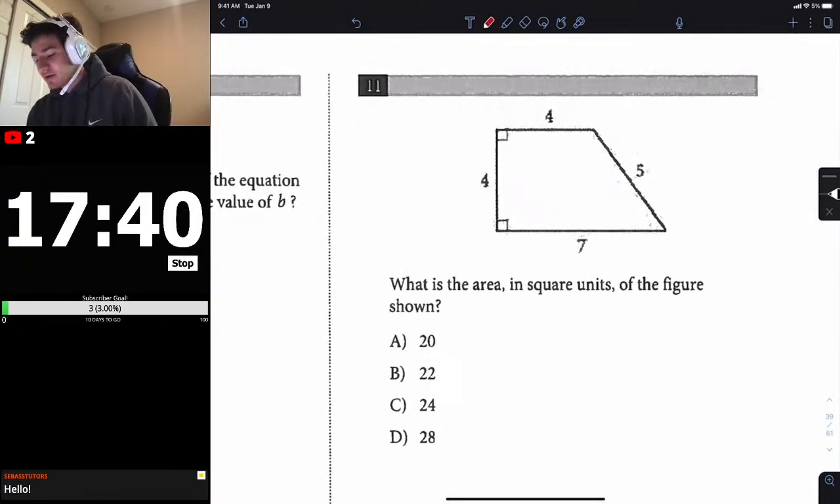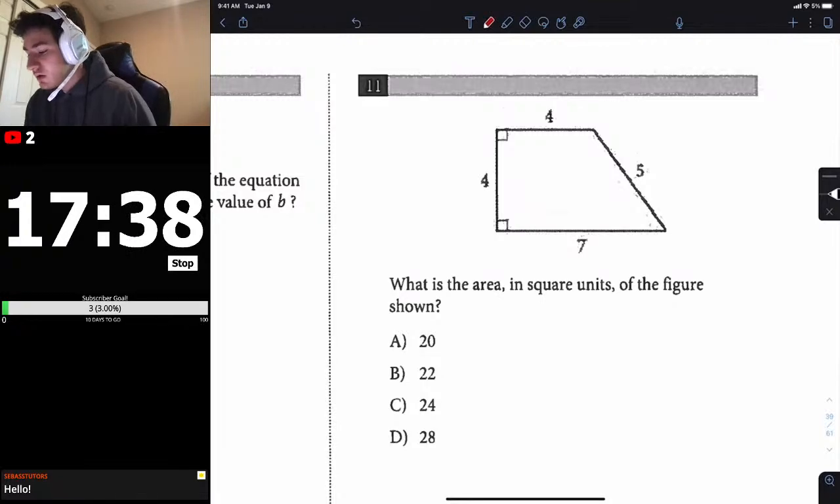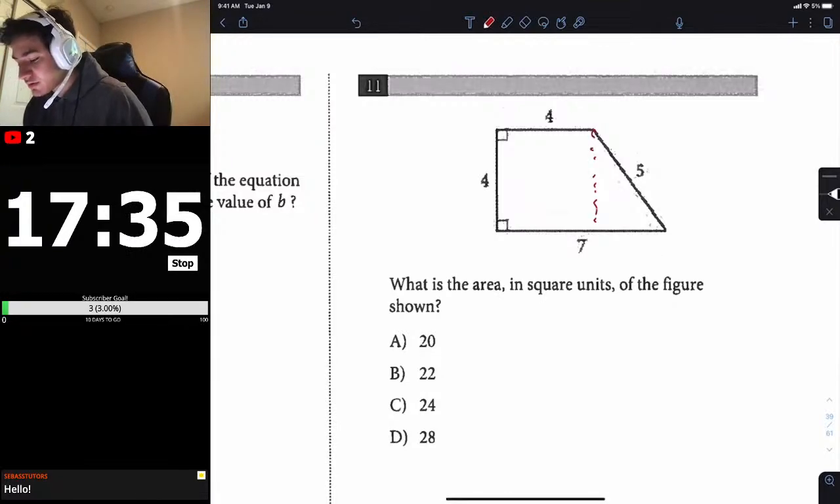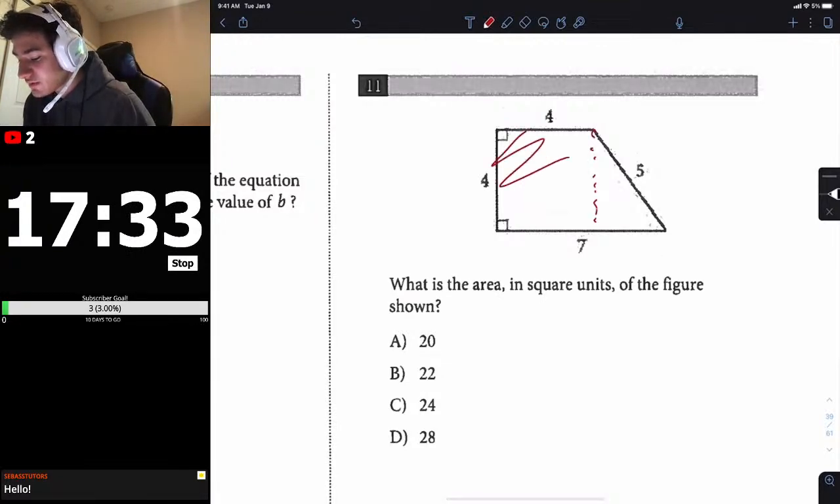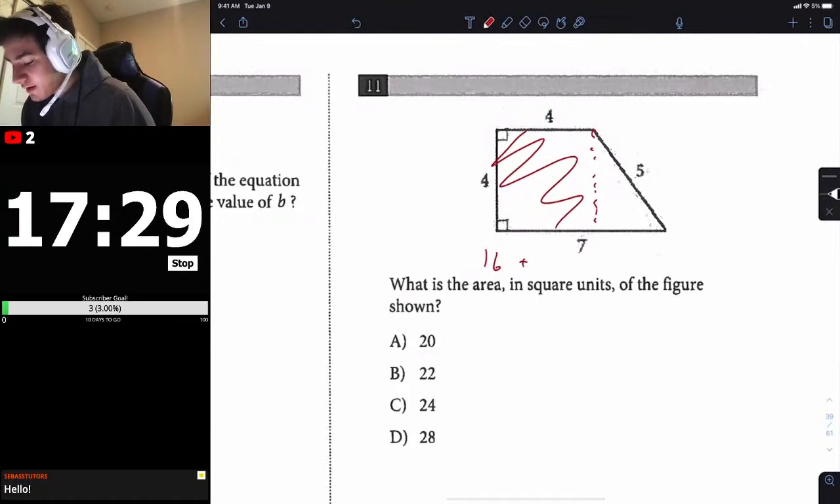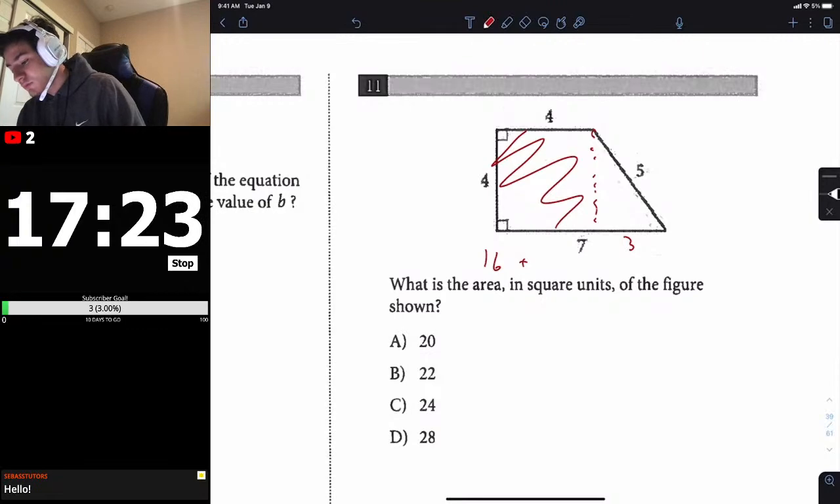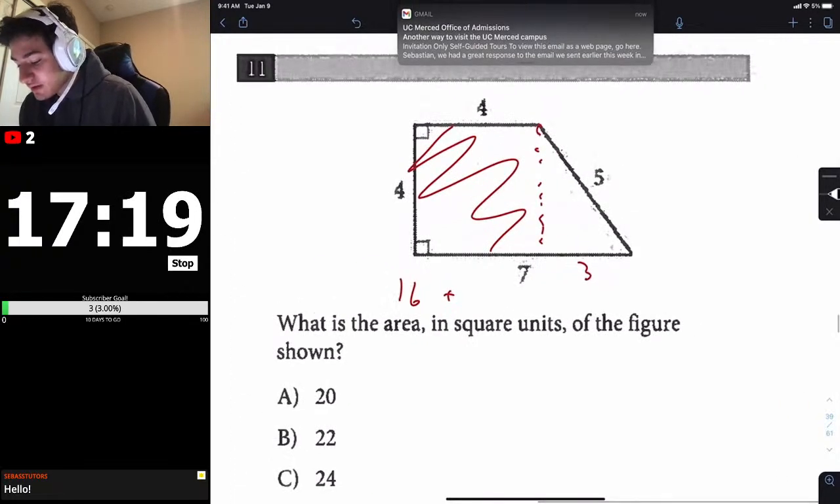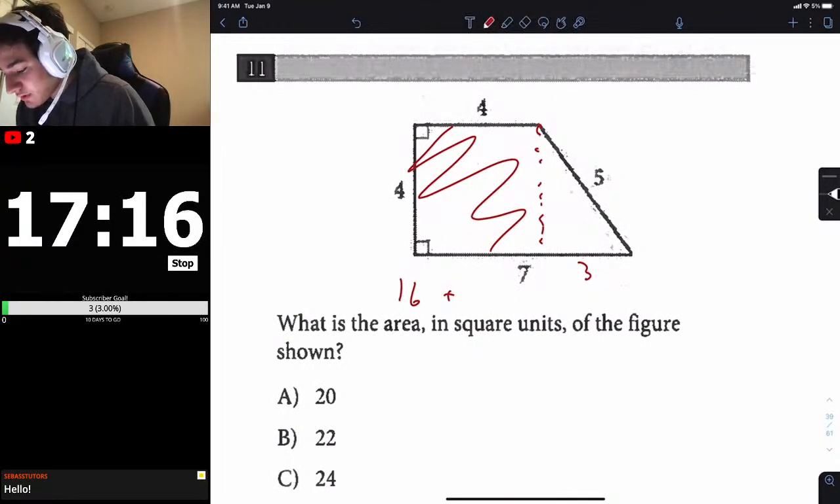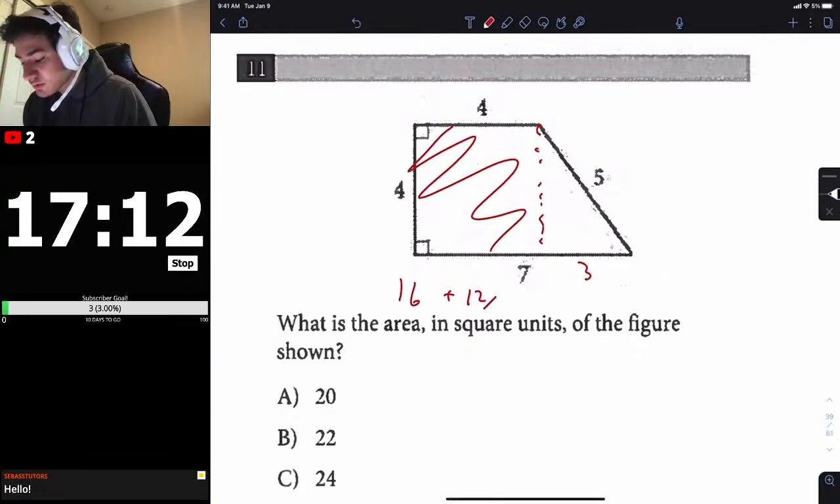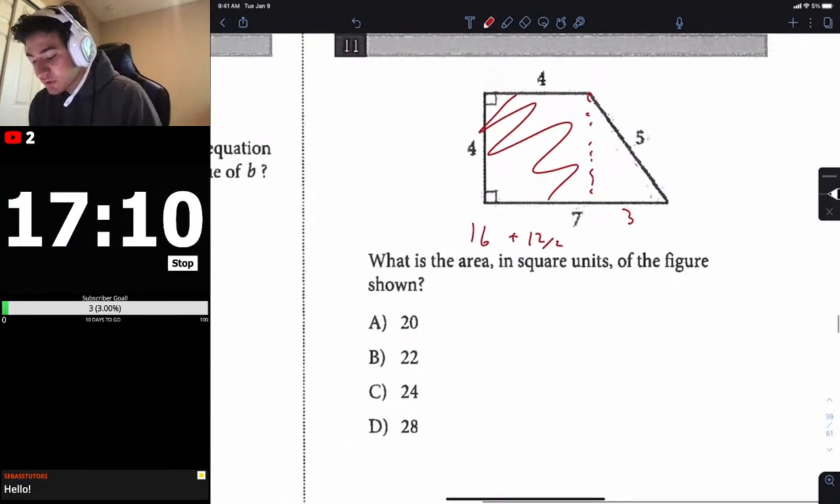All right, what is the area in square units of the figure shown? I'm going to break it up into two little shapes here. So we have this area right here, which is just going to be the area of a square, which is 4 times 4, 16. And then I'm going to go ahead and add the area of this triangle. We know this base is 3, right? So we do base times height, which is 3 times 4. So we get 12 divided by 2. 16 plus 6 is 22.